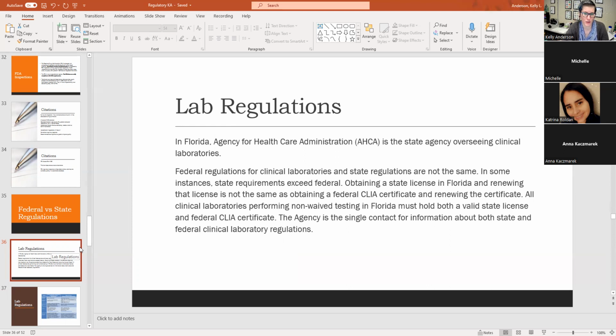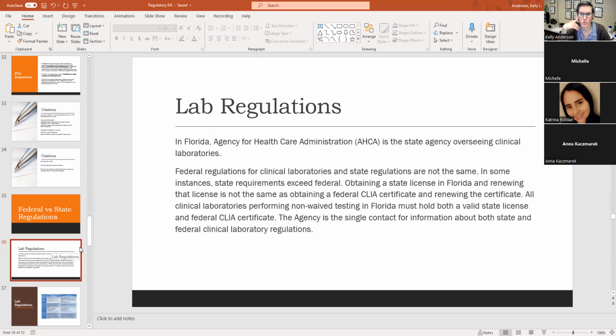Federal regulations may be different than state regulations, but you have to follow both. And it's kind of like the accreditation organizations. Usually their standards are higher than the CLIA standards. Usually the state requirements are higher than the federal requirements.